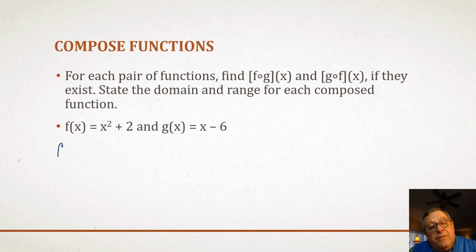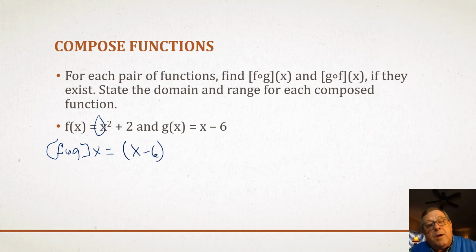So we've got f of g of x. And what we're going to do is substitute in g of x, which in this case is x minus 6, for x in f of x. And so once we do that, we would have x minus 6 squared plus 2. Well, I need a little room to work because I've got to square x minus 6. So let's go over here.